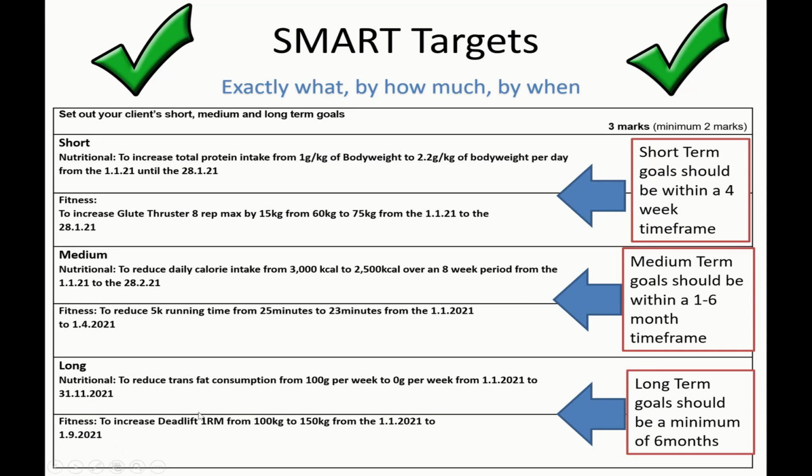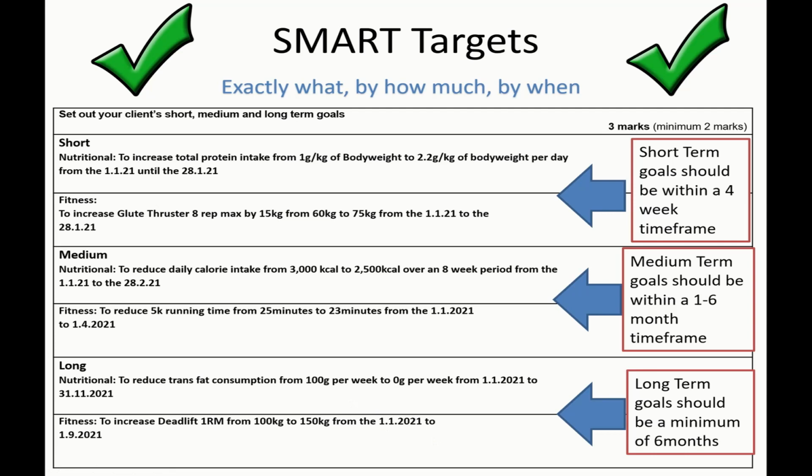Again, we've said exactly what we want to do. So we've said we want to increase deadlift 1 rep max. We've said what we want to take it from, up and to, and then we've said the time frame by which we hope to achieve that. So once again, we've met all of that criteria.